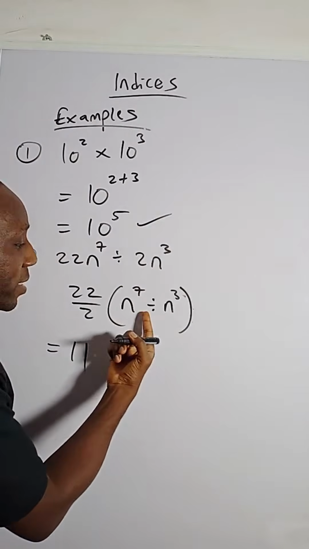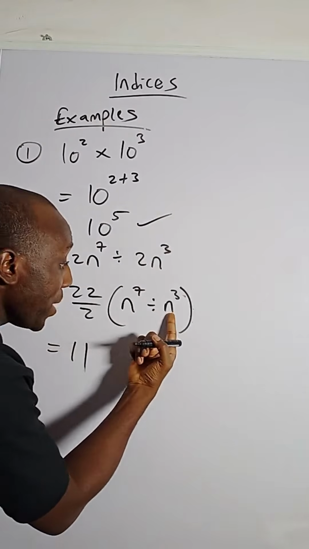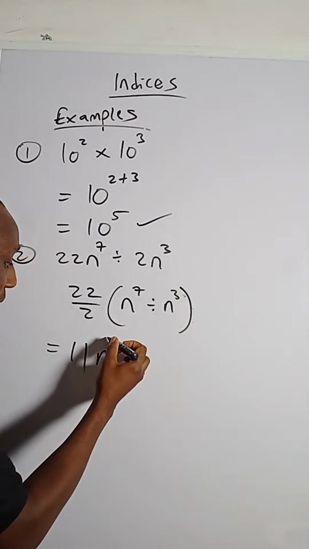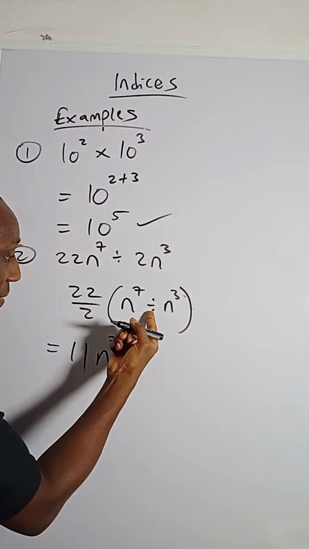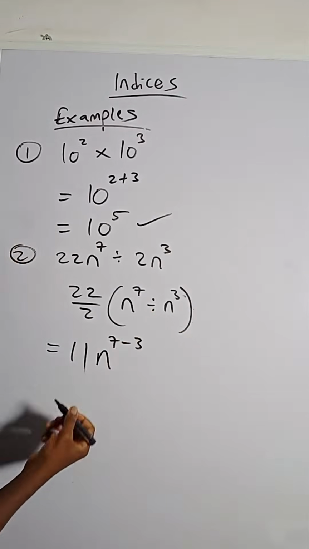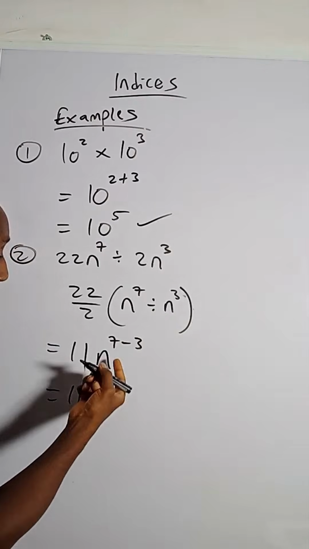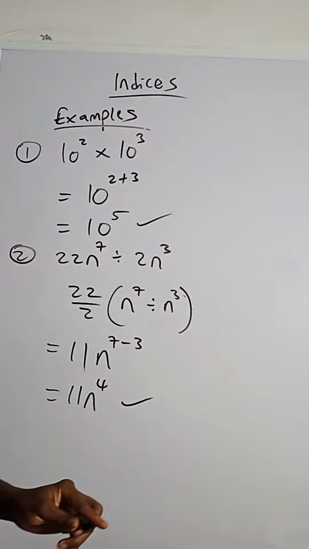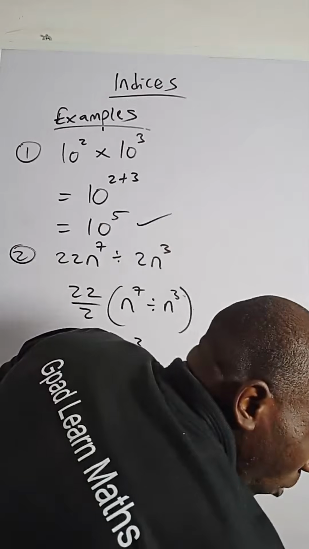Then use the law of indices. You are dividing, same base, you subtract the exponent. So this will be what? n raised to power 7 minus 3. Divided, you are subtracting the exponent. So this is 11 what? n raised to power 7 minus 3, that's what? 4. So this will become your answer. I hope this is okay.